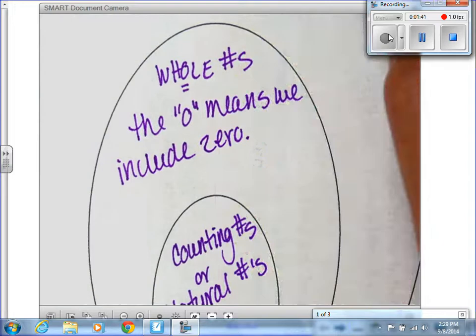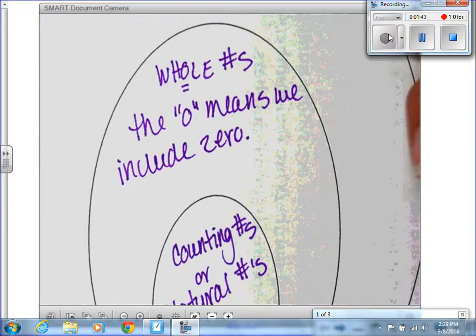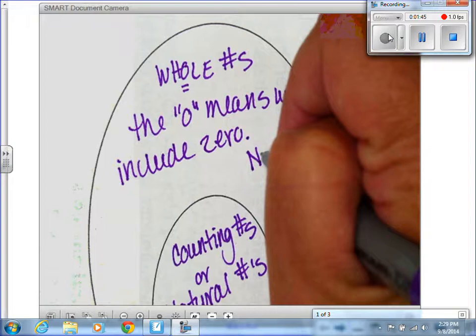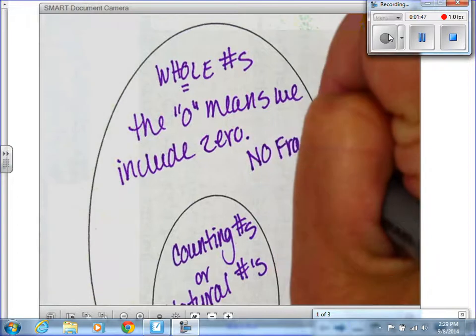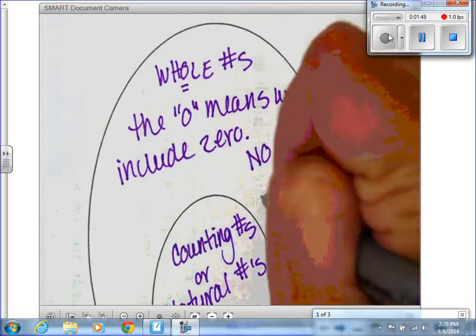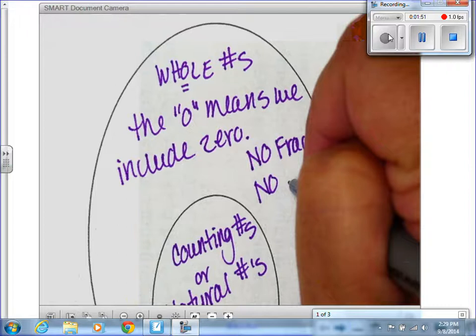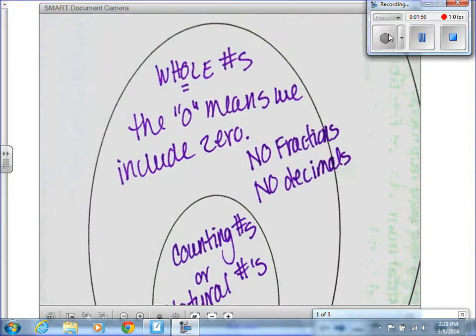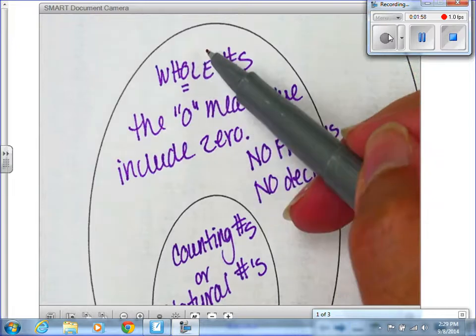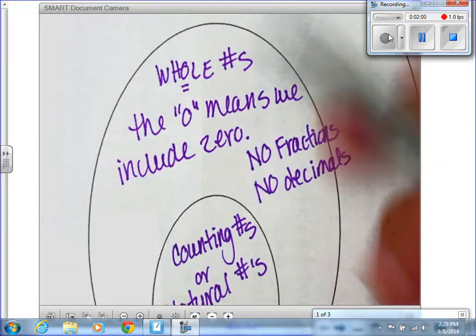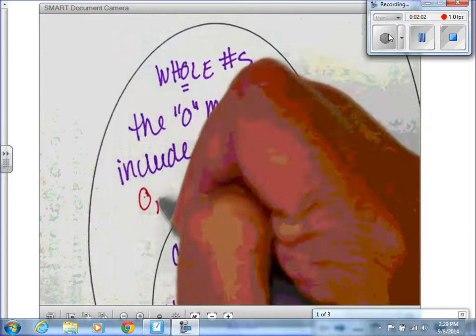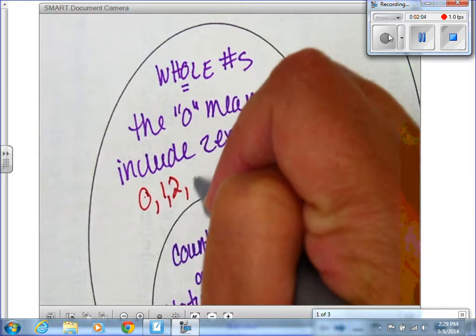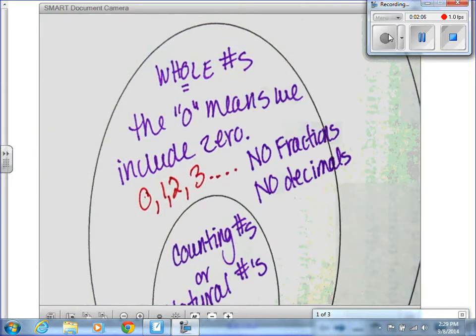Key thing to keep in mind with our whole numbers is we have no fractions here, and we also have no decimals. So the only difference between a whole number and a counting number is the fact that now we have 0 in front of our counting numbers.